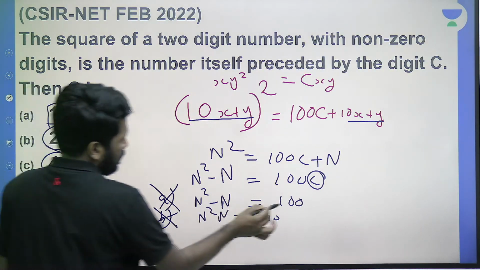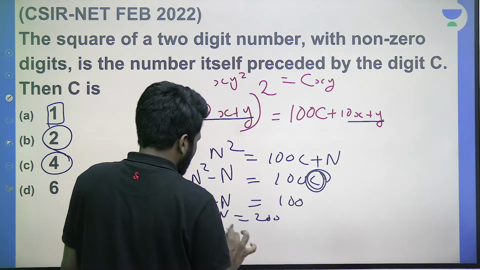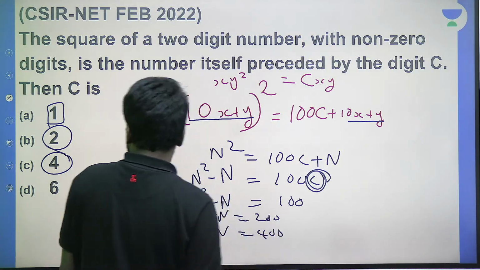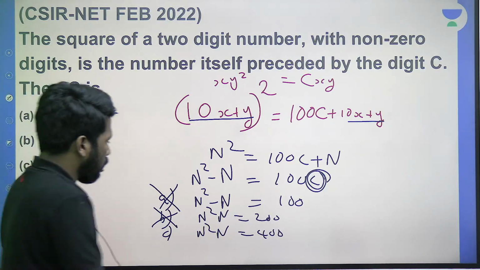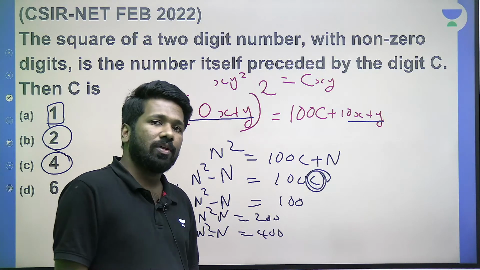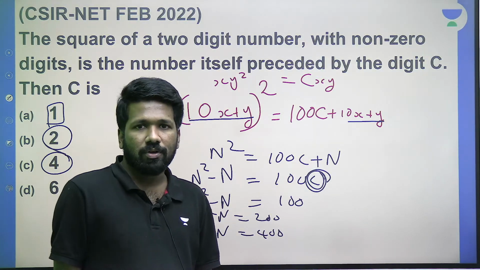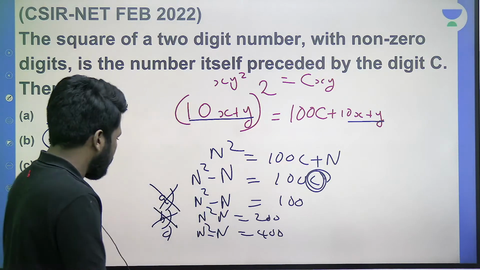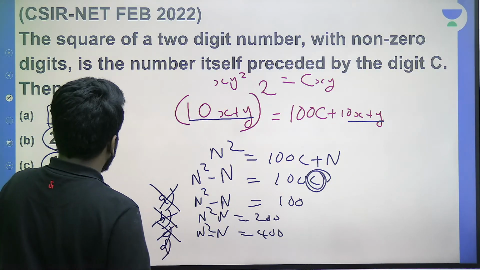Now substitute 4 for C. Option C: n square minus n, can it be 400? 400 is a perfect square, 20 square is 400. 21 square is 441. 441 minus 21 is 420, not 400. So that is also not possible. So you can end up at option D, which should be correct.